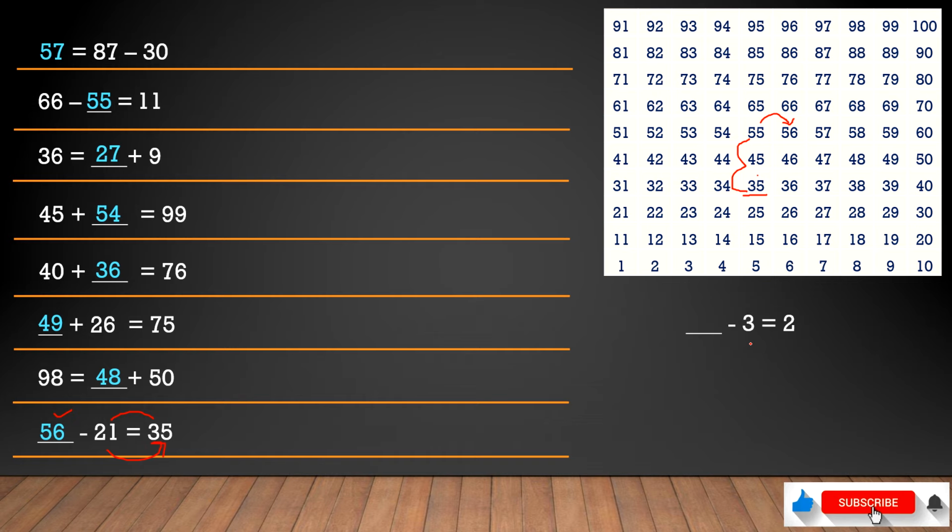Next example. This is the same kind of example. Here is a bigger number. If you look at this example, from what number, if you subtract 3, do you get 2? So here is 3, and we want to reach 2. So here is 2, and from what number, if you subtract 3? If you add 3 to 2, 1, 2, 3, you get that number, okay? So from 5, if you count 3 steps back, 1, 2, 3, you get to 2. So that's how you can look at this problem.